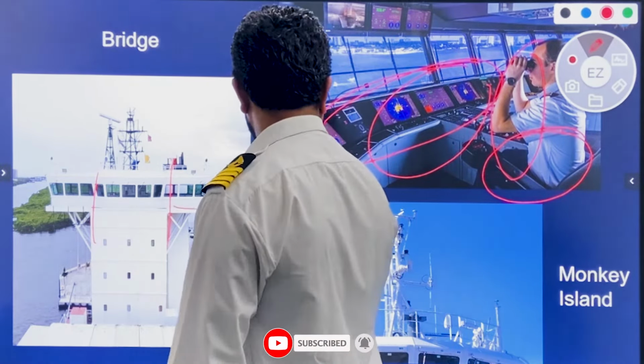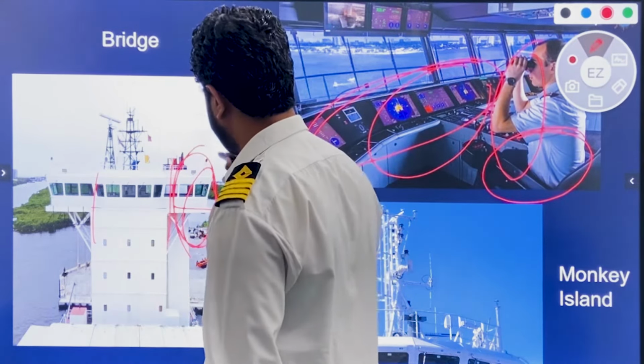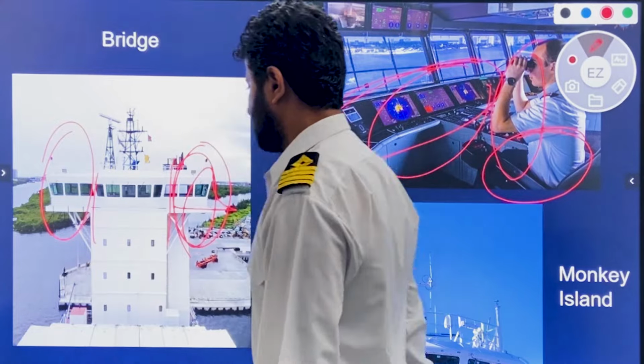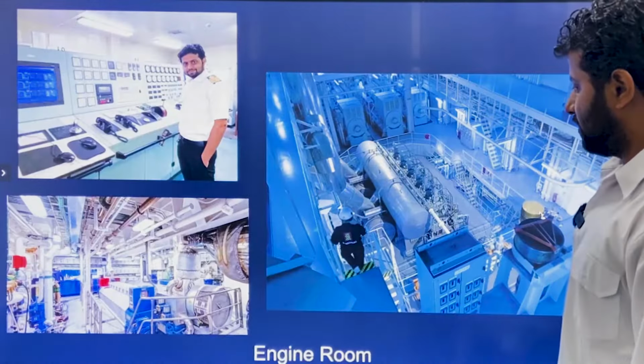And this part is called the bridge wing. This is the wing of the bridge. Copy it. Ise bridge wing kehte hain. Aage badhte hain. Now engine room.